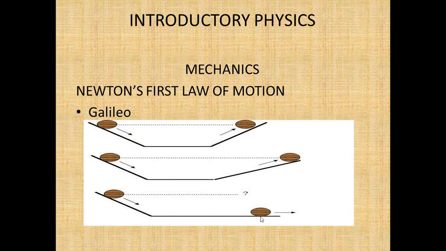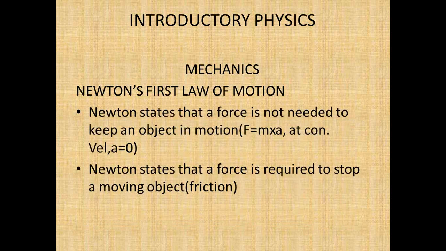This object is trying to achieve the height at which it started. So it's going to travel continuously, trying to get to the height it started at. Okay, so this was another of Galileo's experiments looking at motion. Let's get back to Newton now.